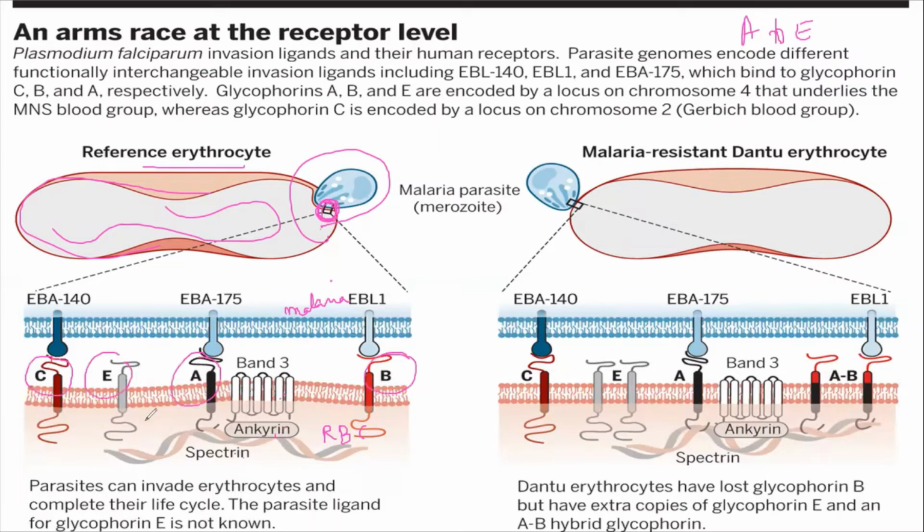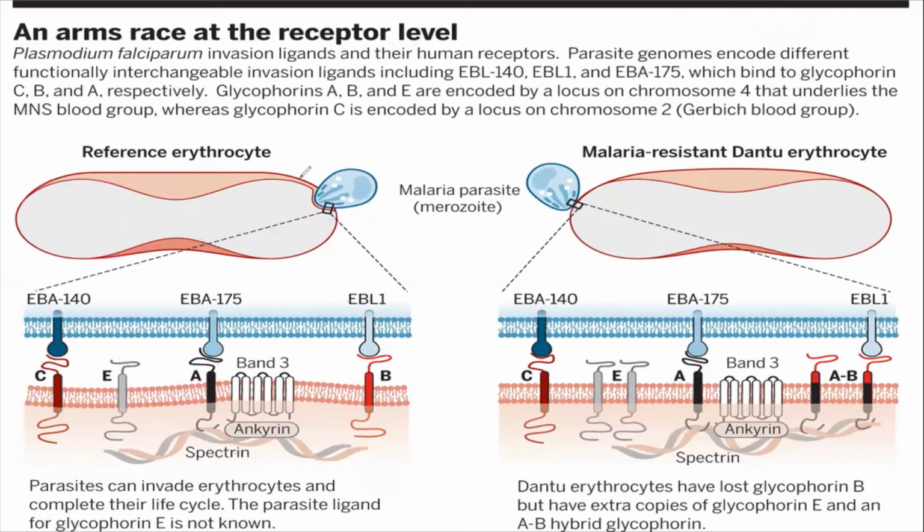Okay, now look carefully. So EBA 140, 175, and EBL1. What are these? These are the receptors of your malaria. Okay. They interact with the glycophorins of RBCs so that they can infect the RBC, go inside and start living there and cause malaria. Okay. Are you able to see? Are you able to understand?